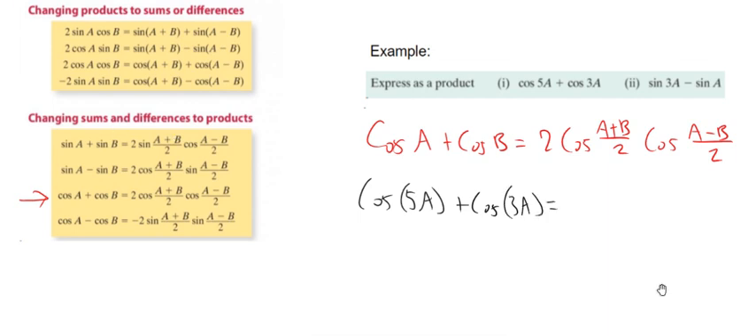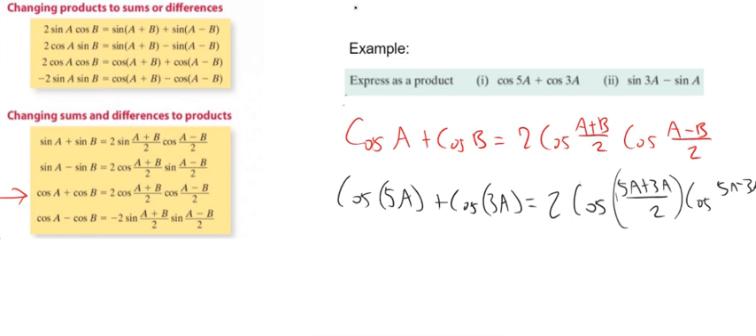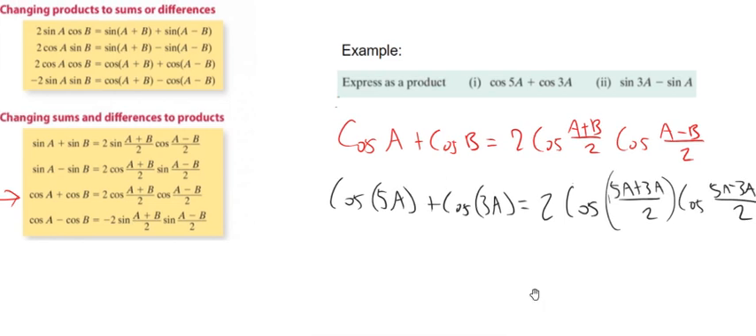So if we're just subbing them in, it'll be 2 cos of 5a plus 3a over 2, cos of 5a minus 3a over 2. So that will be 2 cos of, it'll be 8a over 2, so that'll be 4a. Cos of, and 5a minus 3a is 2a, and then divide that by 2 is a. So that's it then.